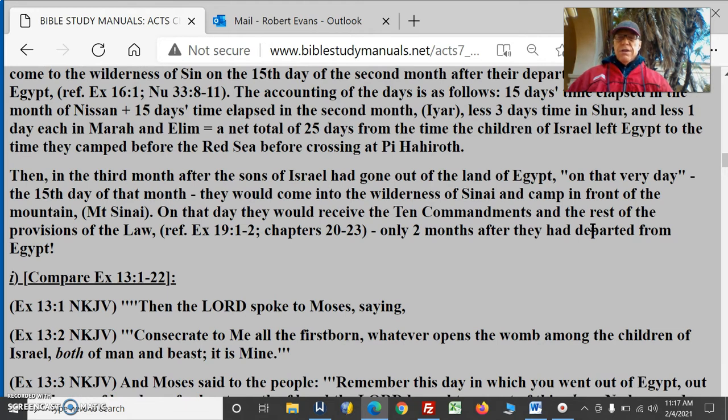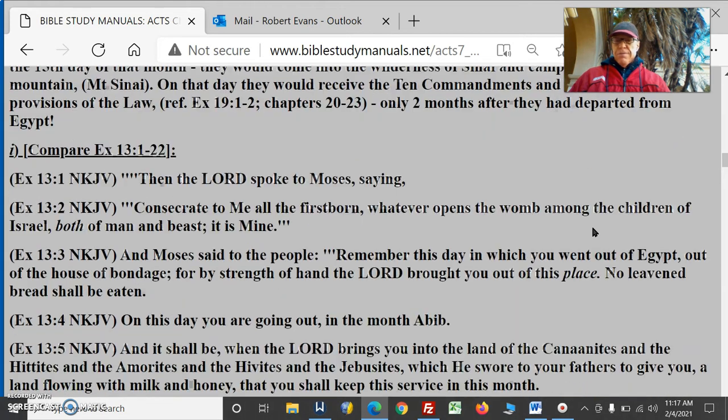Then in the third month after the sons of Israel had gone out of the land of Egypt, on that very day, the 15th day of the month, they would come into the wilderness of Sinai and camp in front of the mountain, Mount Sinai. So they crossed over, and then in front of Mount Sinai, on that day they would receive the 10 Commandments and the rest of the provisions of the law, only 2 months after they had departed from Egypt.